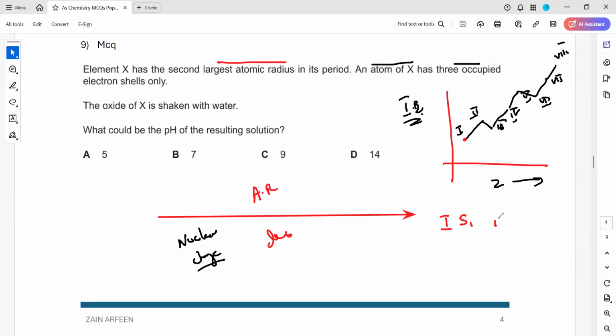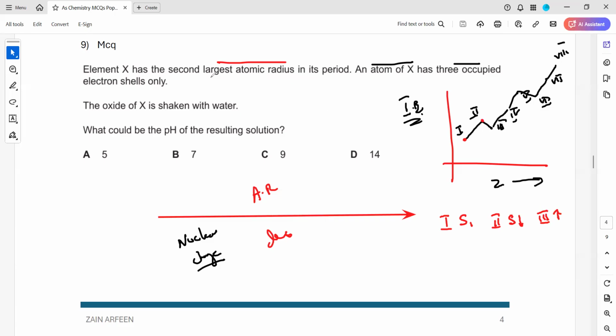Then when we move to group 2, the ionization energy of group 2 is higher than group 1. So what will happen to the size? The size will decrease. So group 2 size will decrease. Then when we move to group 3, the group 3 size will increase, because if the size increases, the ionization energy will decrease.